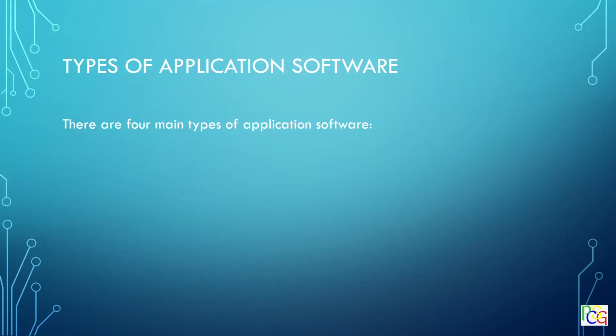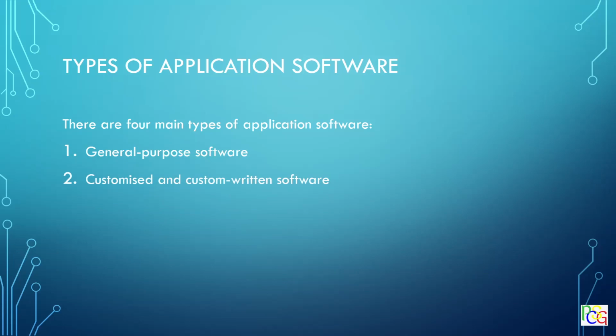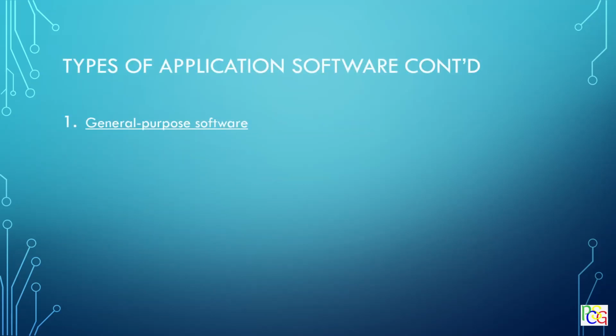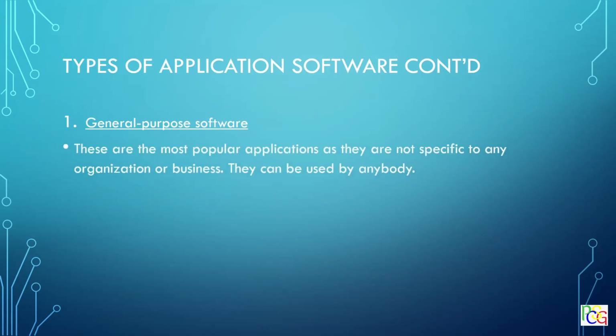Okay, so then we're going to talk about the types of application software. So there's four main types of application software. These include general purpose software, customized and custom written software, specialized software, and integrated software. First one we're going to look at would be general purpose software. These are the most popular applications as they're not specific to any organization or business, and they can be used by anybody. The user would decide what the software is used for.